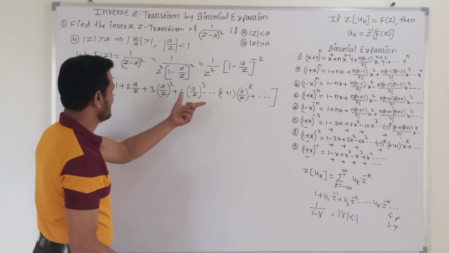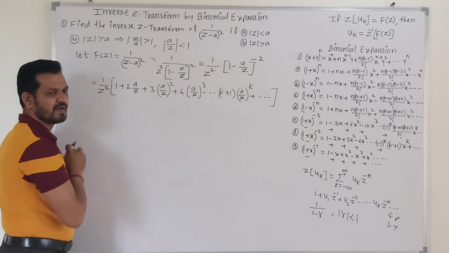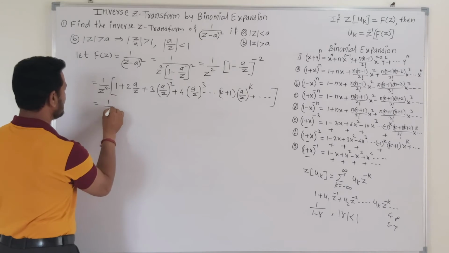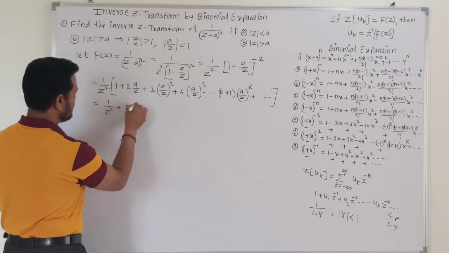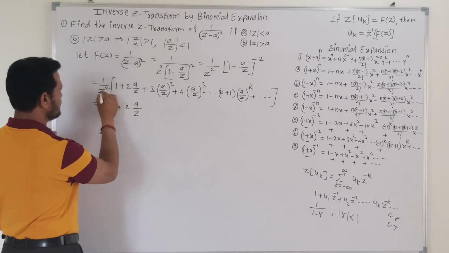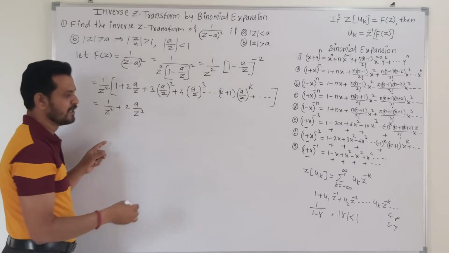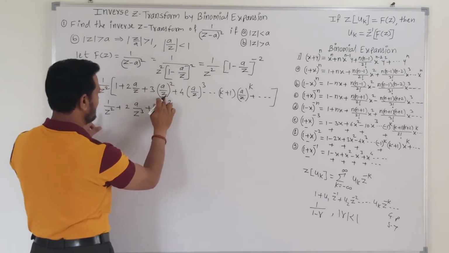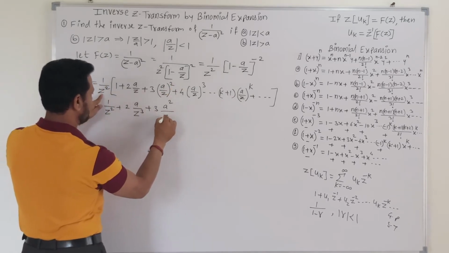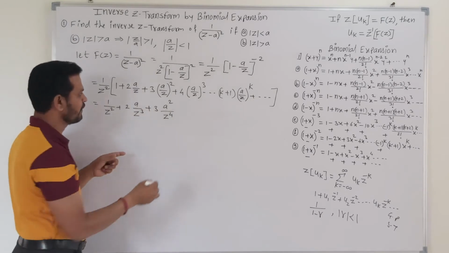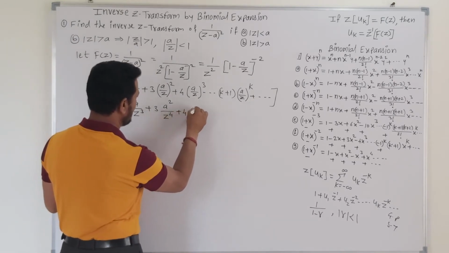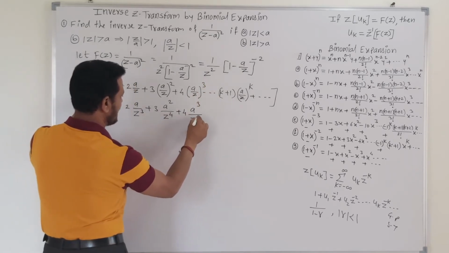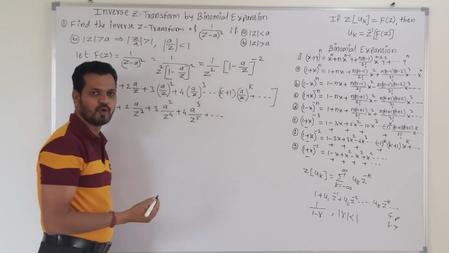Now friends, after expanding this term, take this term 1 upon z square to the inner side. So we get this as 1 upon z square plus this is 2a upon z into z square. We get this as z cube plus this is 3. Then this is a square upon this is z square upon z square. We get this as z raised to 4 plus this is 4. Then a cube upon this is z cube and z square. We get this as z raised to 5 and so on.